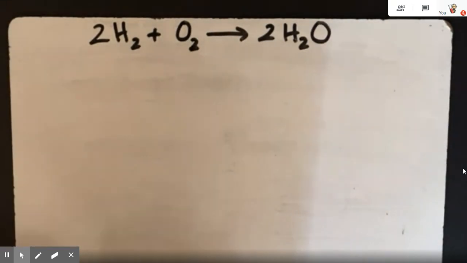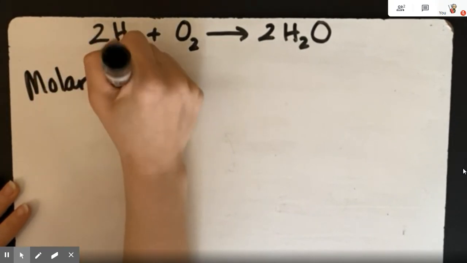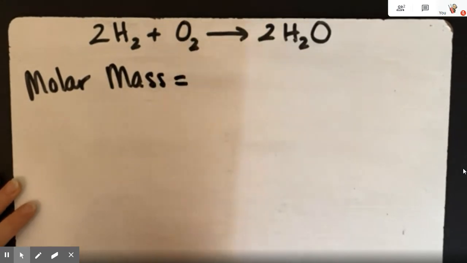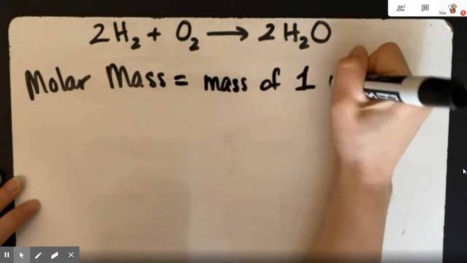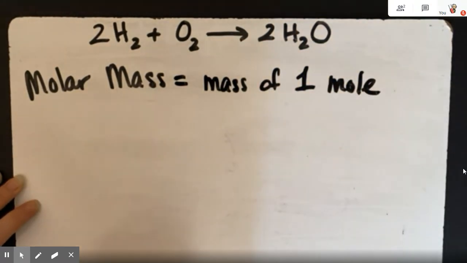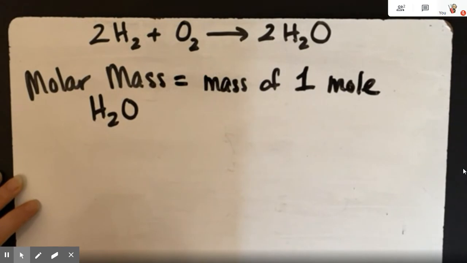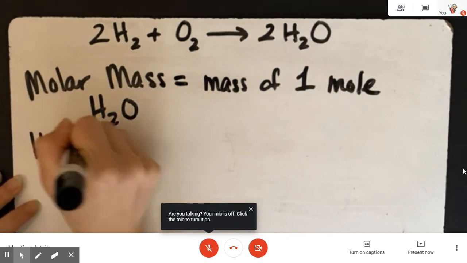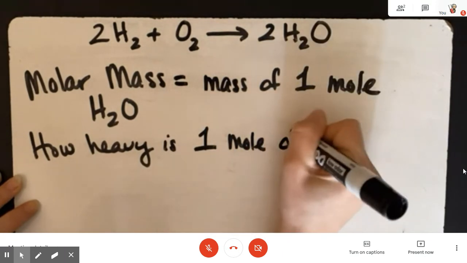So we have to use the molar mass in order to figure out information in terms of chemistry. And to use molar mass, we have to turn it into a proportion. So it's really important that we realize what molar mass really is. Remember, molar mass tells us the mass of 1 mole. So if we're looking at a chemical compound like water or H2O, we're saying, well, how heavy is 1 mole of water?